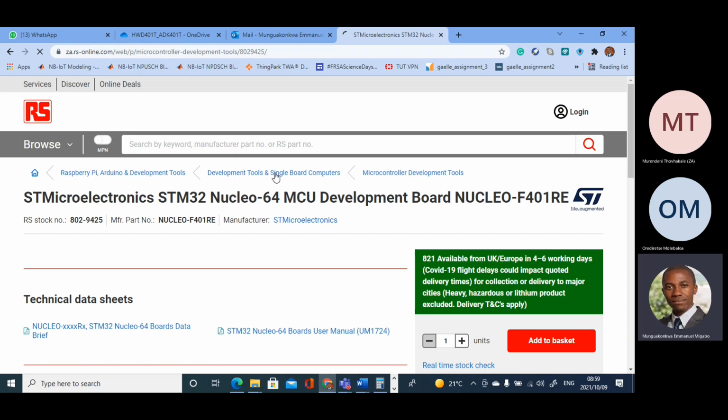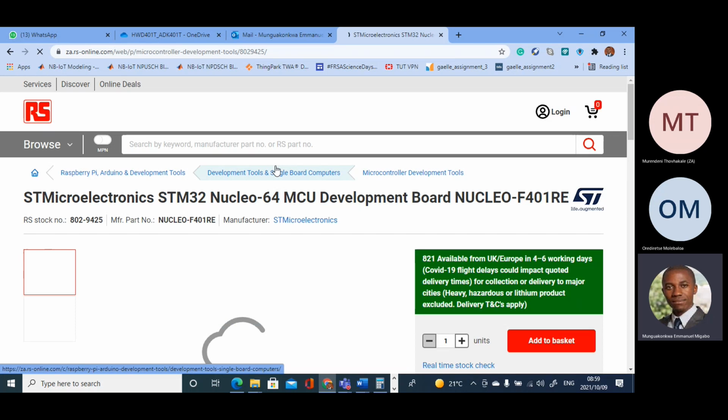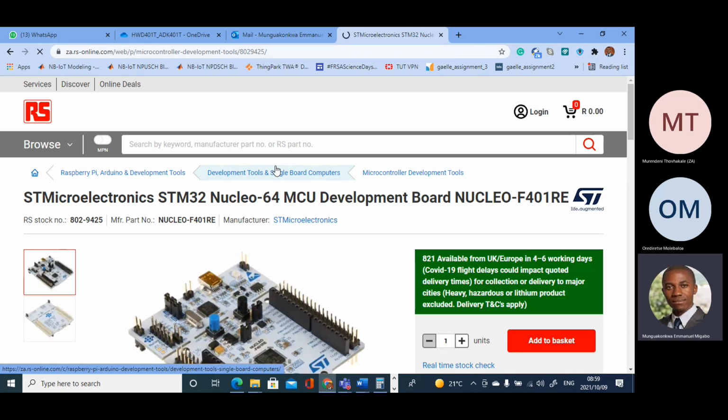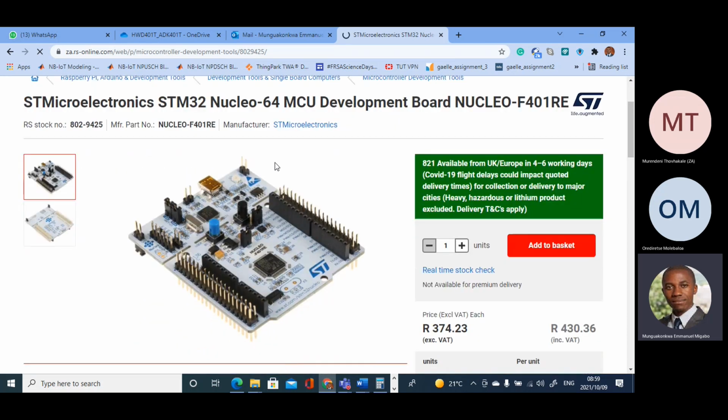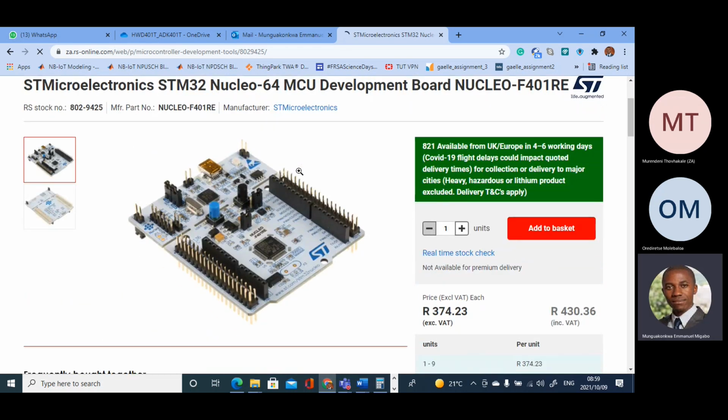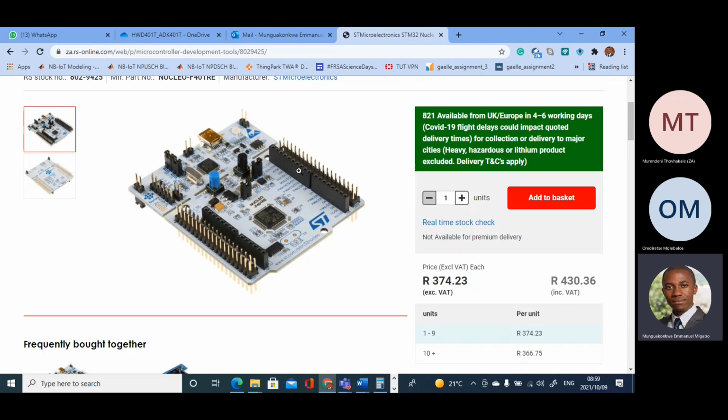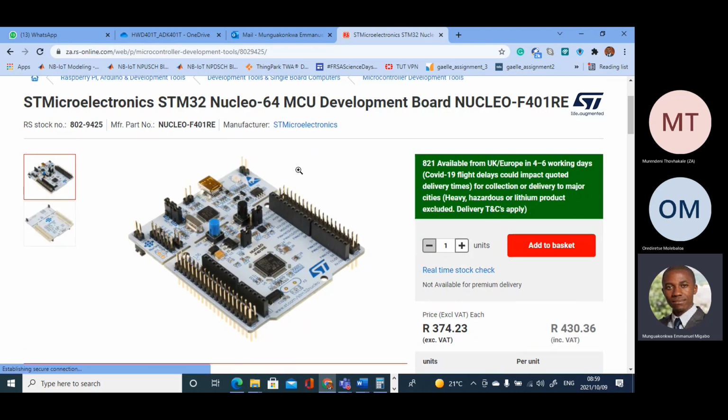So it's the Nucleo 64 microcontroller. It's a 64-bit microcontroller. That's how the board looks. I personally have one, but yeah, I'll get the department to buy 2, and then I can issue them. We can meet and I can give them to you.